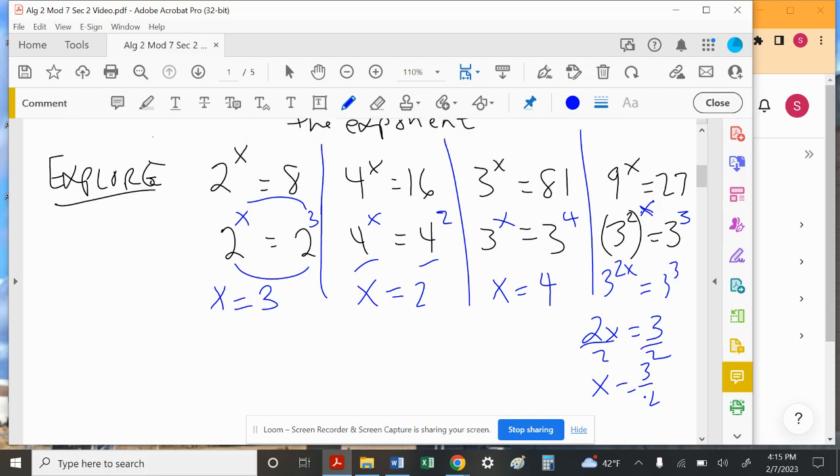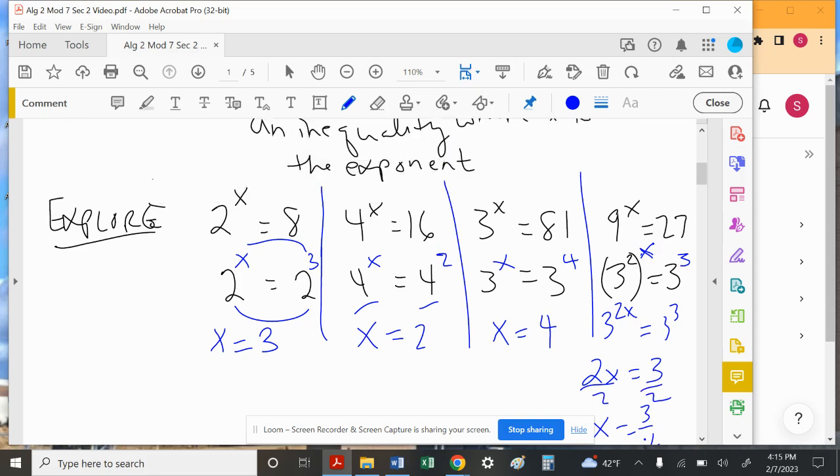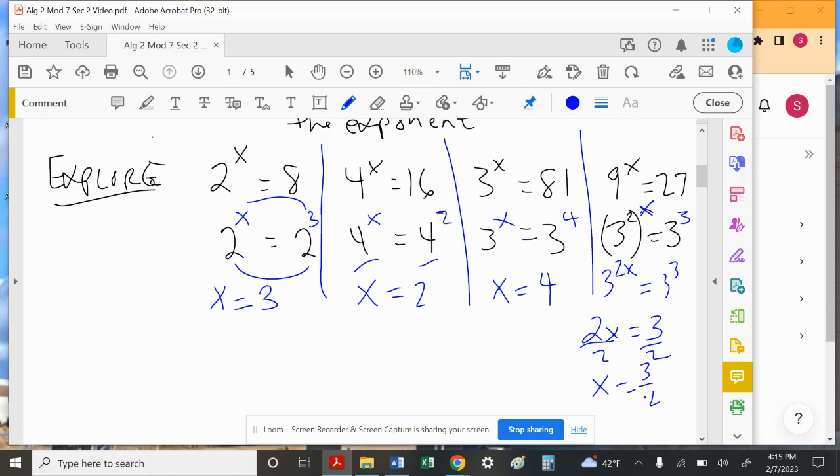So that's how we're going to be working these problems. We're going to have to be converting those bases so they become the same, so we can equate the powers. And that will always be our first step. So we're going to start working on some problems in the next video.